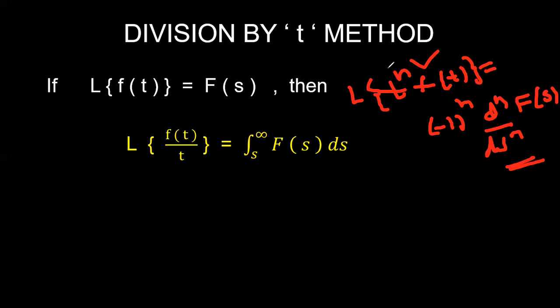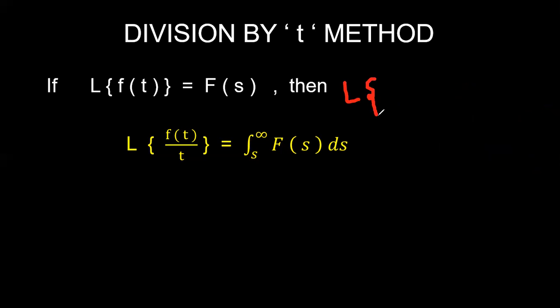Right. Now the Laplace transform of an integral method. The Laplace transform of the integral from 0 to t of f of t dt, where the f of t function is integrated from 0 to t. Whenever you have this type of function, that is the Laplace transform of an integral of a function, it is given as F of s by s.